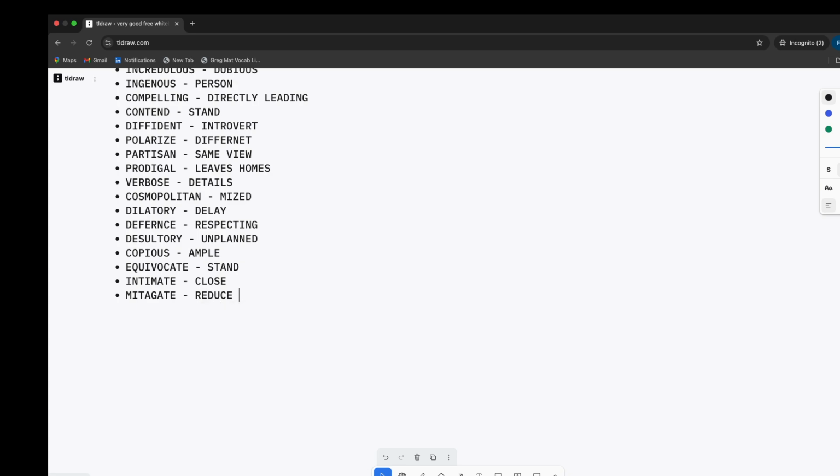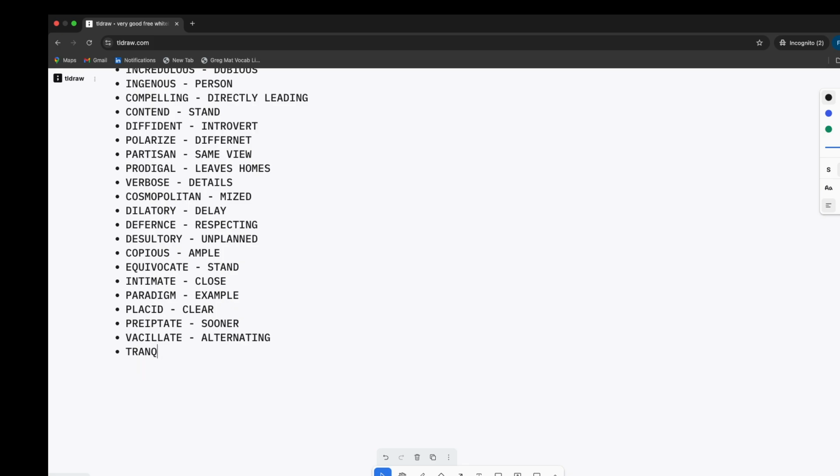Or ameliorate. Paradigmatic is like an example. A paradigm is an example. Placid is again something that is clear. Precipitate is basically to make something happen sooner, or to separate solid from water. Vacillate is to oscillate, like alternating.